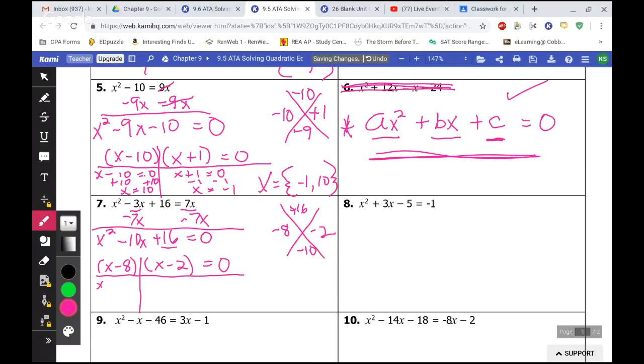And now I'll take each small factor and set it equal to 0 and do a simple algebra problem, pre-algebra problem, really. X equals 8. X minus 2 equals 0. X equals 2. So I have a solution set of 2, 8.